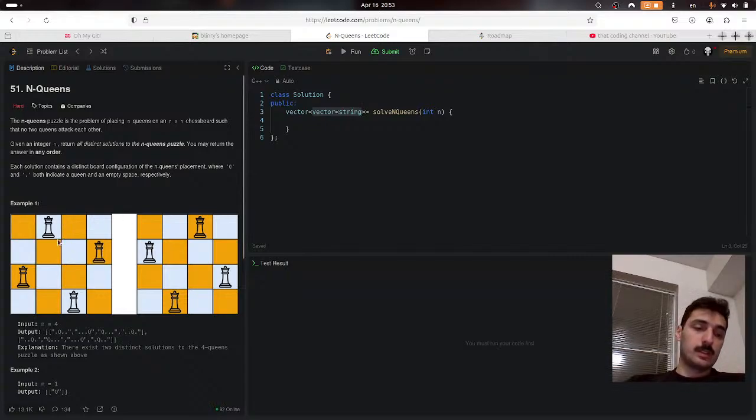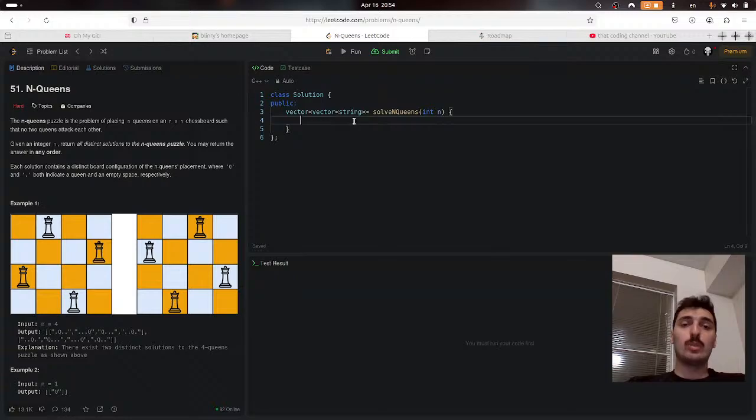The chessboards are symmetrical on this line, and also on this line as well. All right, well, how do we start? This is one of those problems where I don't even know how to start.